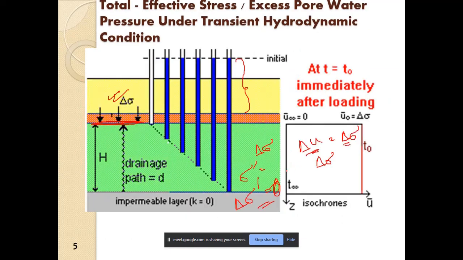Then suddenly what happened is, the total stress is now increased by delta sigma. So the pore water pressure also got increased. Now if delta sigma is equal to delta U, then we will have the effective stress state unchanged. All right. So that means delta sigma dash will be 0.